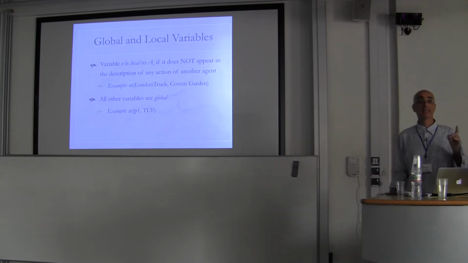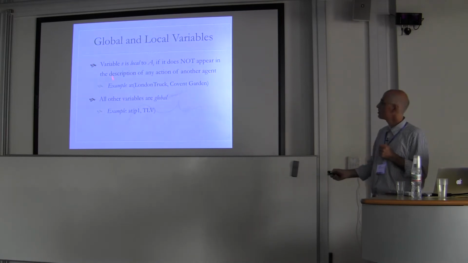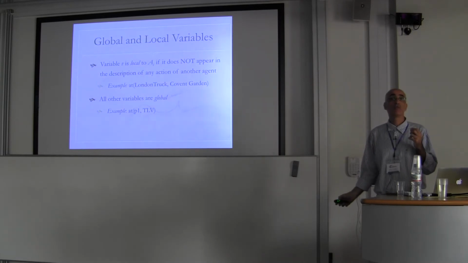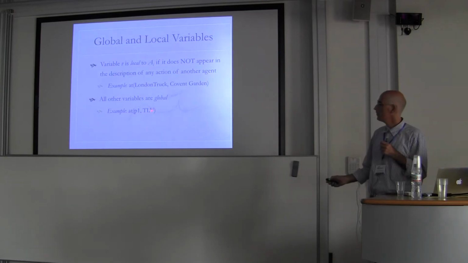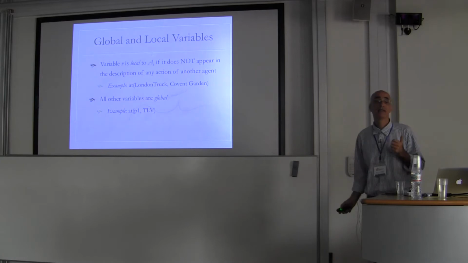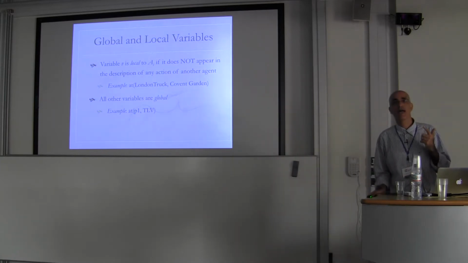Any variable that is not local is global. What does it mean to be global? It means that this variable, or this primitive proposition, appears in the description of actions of more than one agent. So for instance, the package being at the Tel Aviv airport can appear in the load and unload actions of the international airplane, because we can load and unload a package at the airport. And it also appears in the description of the truck in Israel, which can load and unload the package at the Tel Aviv airport.